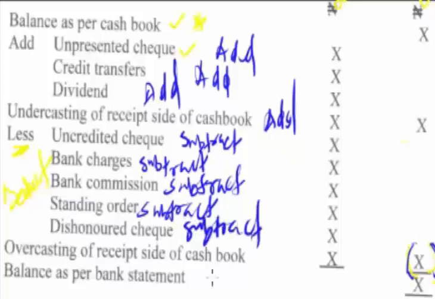So this is the reason why we are also subtracting dishonored checks. Overcasting of the receipt side of the cash book, we have to subtract it. Students are advised to go back to the analysis of the chart and see how they were analyzed, the effect and the correction required. It will make it easier in applying them into your format or into any questions you are exposed to. This is the format when we are starting with balance as per cash book. So let's see the format when we are starting with balance as per bank statement.